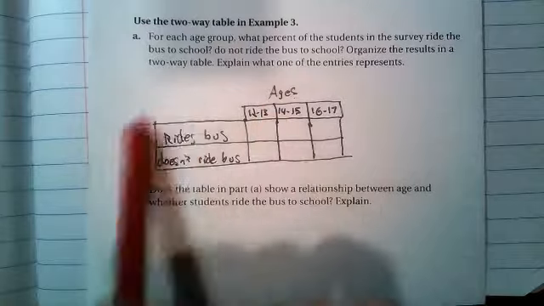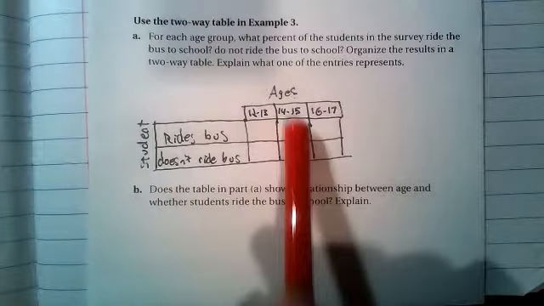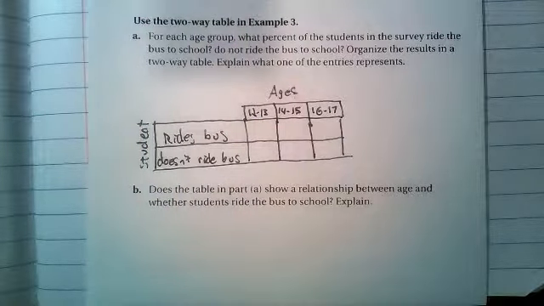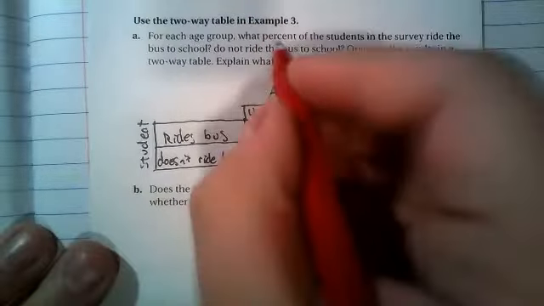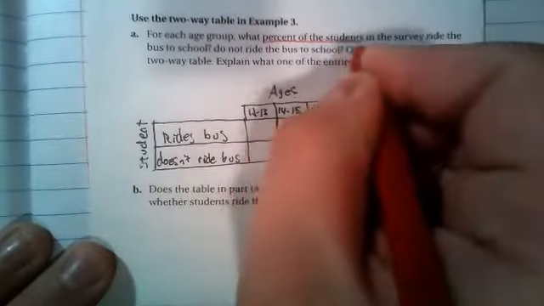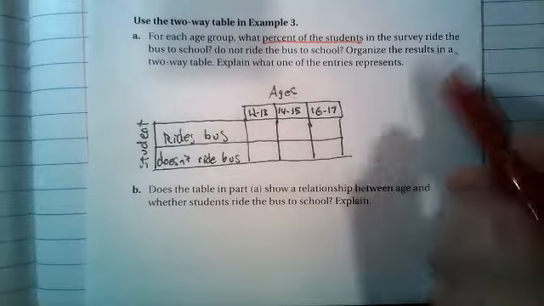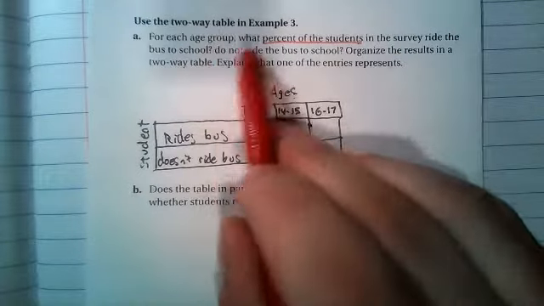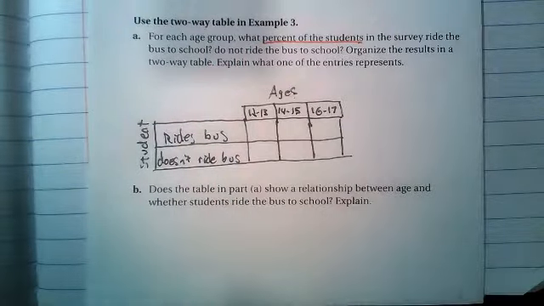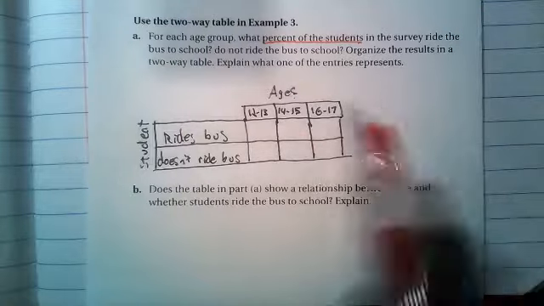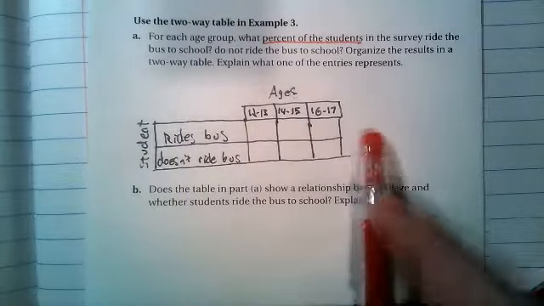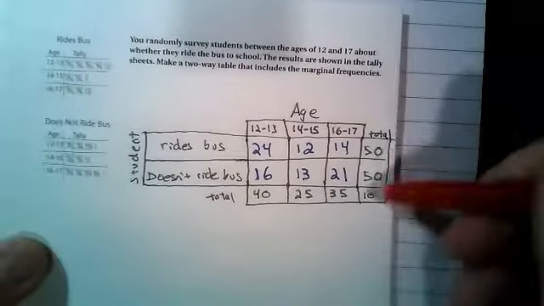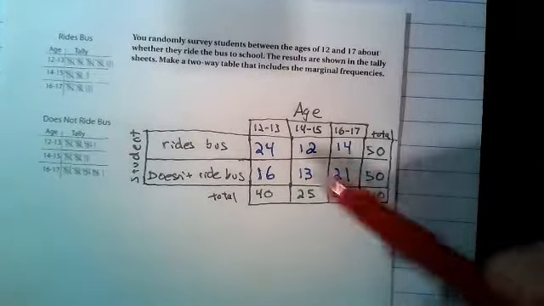So as I was saying, we wanted just the shell because inside of these boxes, we're going to put in the percents. Okay, so it's asking what percent of students ride the bus to school or do not ride the bus to school, and it's asking for each age group. So when we look at these, we're not really looking at combining all these age groups together and using the totals that are here, right? We're looking just at the individual age groups.